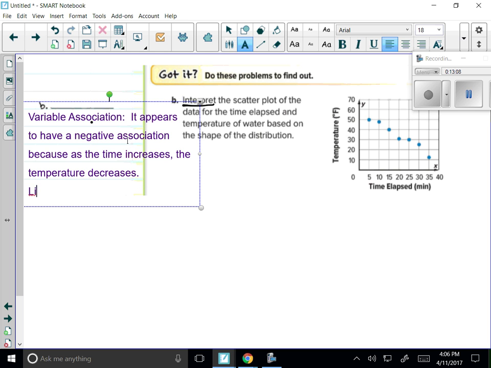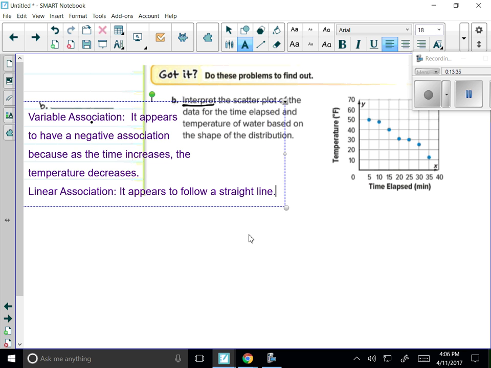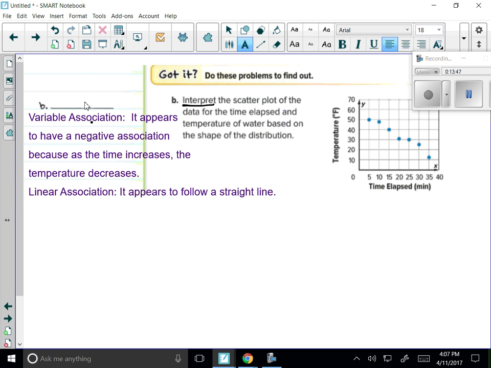Let's go ahead and do linear association. So linear association is, hey, is this in a straight line? And really, this appears to be an almost straight line. There's nothing that makes too much of a curve there. It appears to follow a straight line is what we could say. And then let's see if we see any other patterns. There are no clusters, nothing is really grouped together, and there are no points that are way off by themselves, so there are no outliers. So I would say this graph really only has a variable association and a linear association.